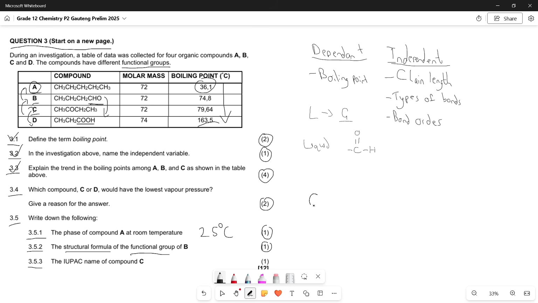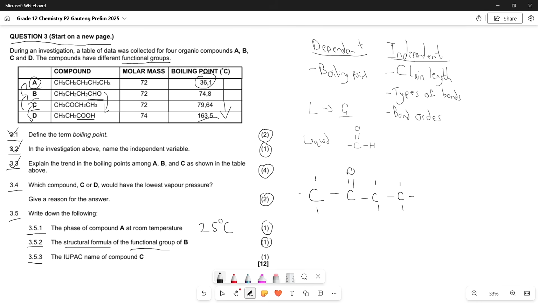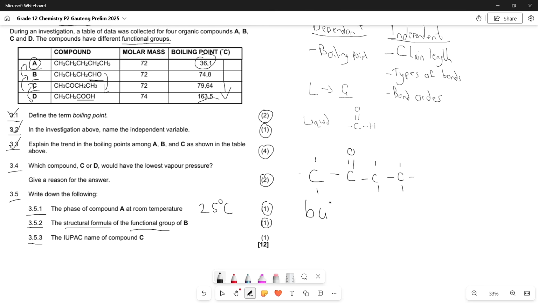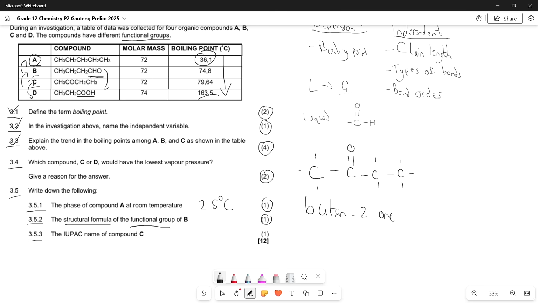So if we're going to draw it, we have 1, 2, 3. We have a C over here. We have our double bond O. Then we have a C again with 2 H's, another C with 3 H's over there, and that is everything. So as we can see, we have our double bond on the second C over here. So we have meth, eth, prop, bute. So then we have butan 2-one, and we can't just say bute 2-one. We always need the "an" over here, otherwise we won't get the marks. So butan 2-one will earn us 1 mark over there and 12 marks for this whole section.